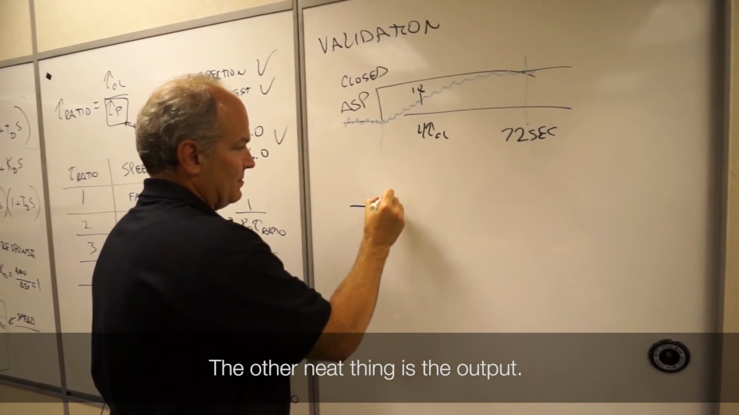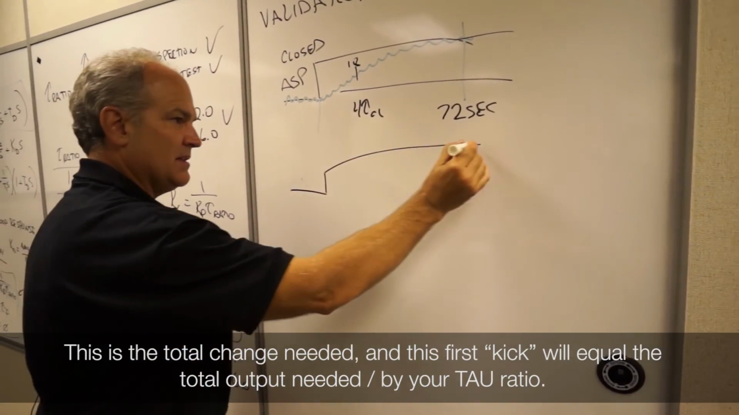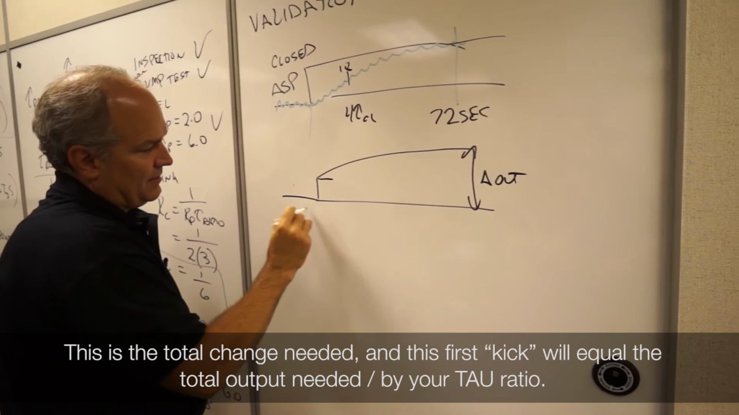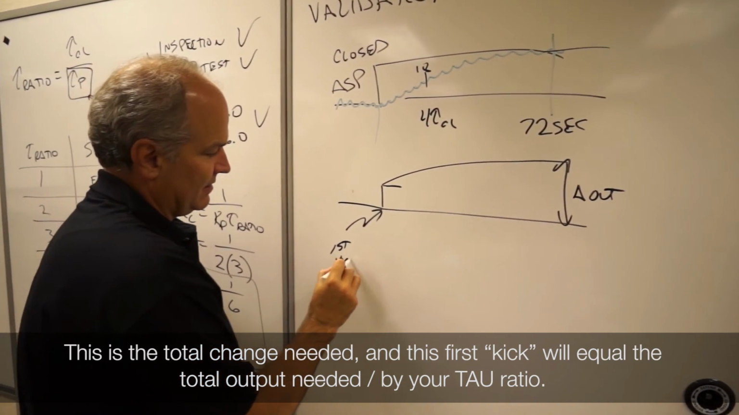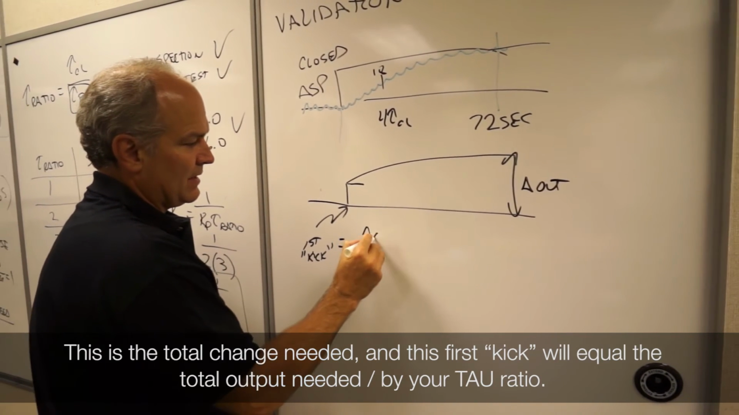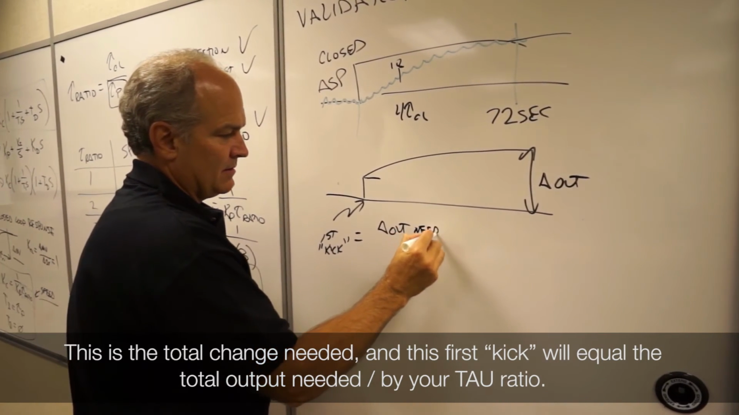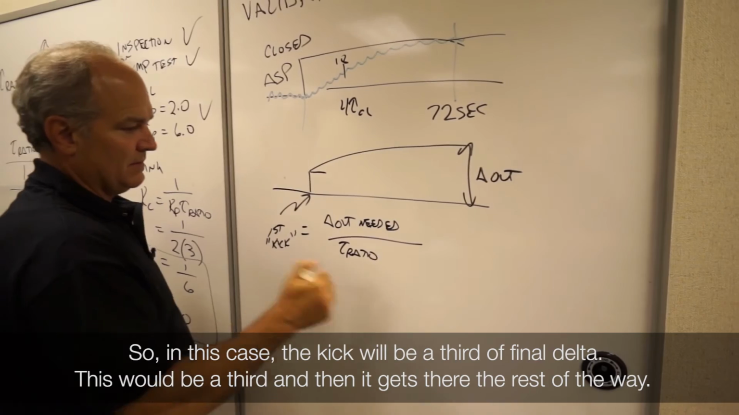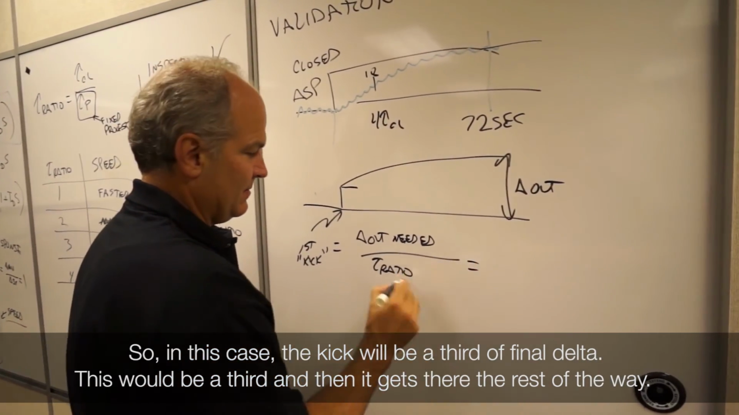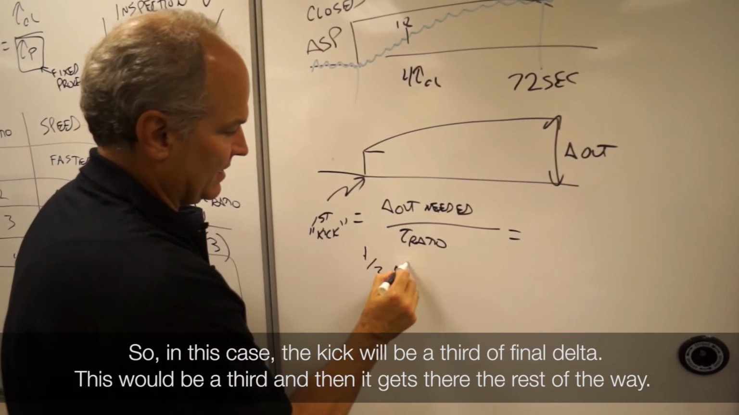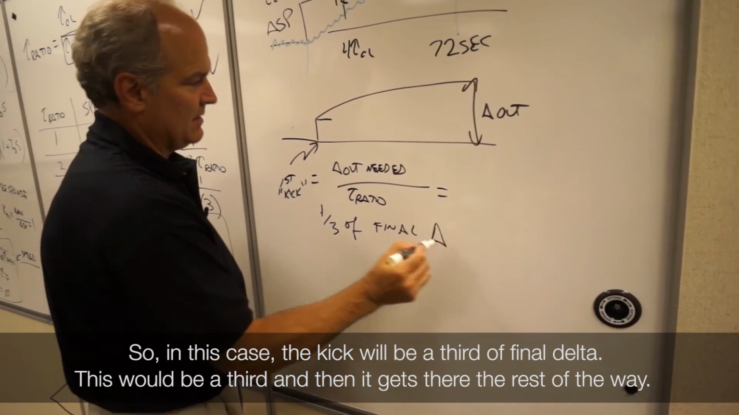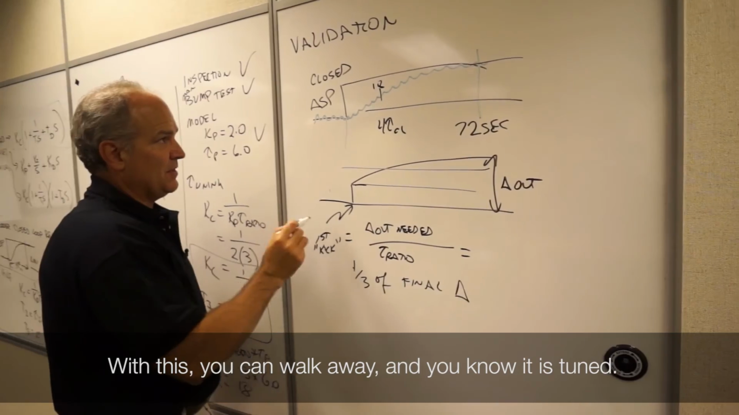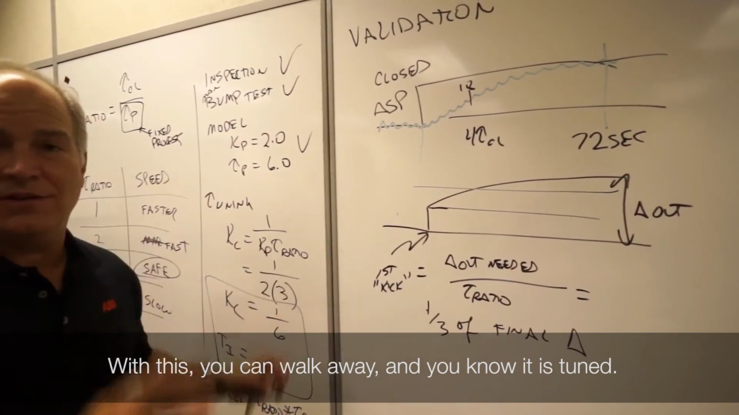The other neat little thing is the output. This is the total change needed. This is the change in the output needed. This first step, this first kick, if you will, equals the total output needed divided by your tau ratio. So in this case, it would be 1/3. So the result would be, the kick will be 1/3 of the final delta. So I almost got that drawn right. So this would be 1/3, and then it gets there the rest of the way. So with this, you can actually come up, and then you can walk away and you know this thing's tuned.